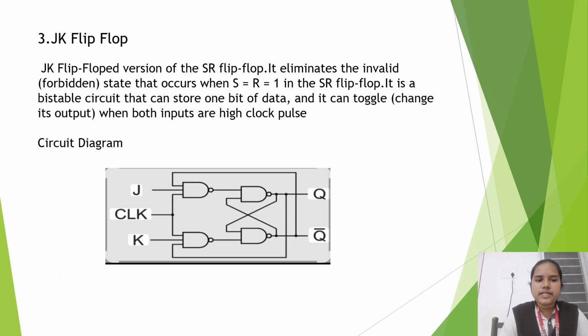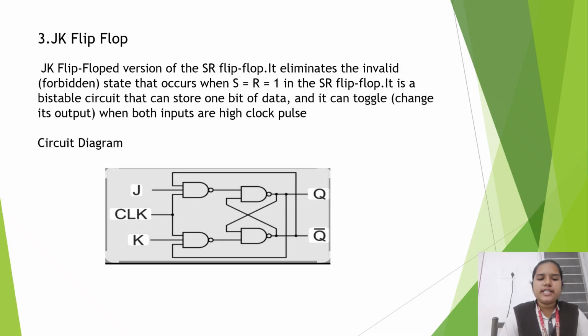And the third flip-flop is the JK flip-flop. The JK flip-flop is a version of the SR flip-flop that eliminates the invalid, forbidden state that occurs when S equals 1 and R equals 1 in the SR flip-flop. It is a bistable circuit that can store 1 bit of data, and it can change its output when both inputs are high on a clock pulse. The circuit diagram is shown below.